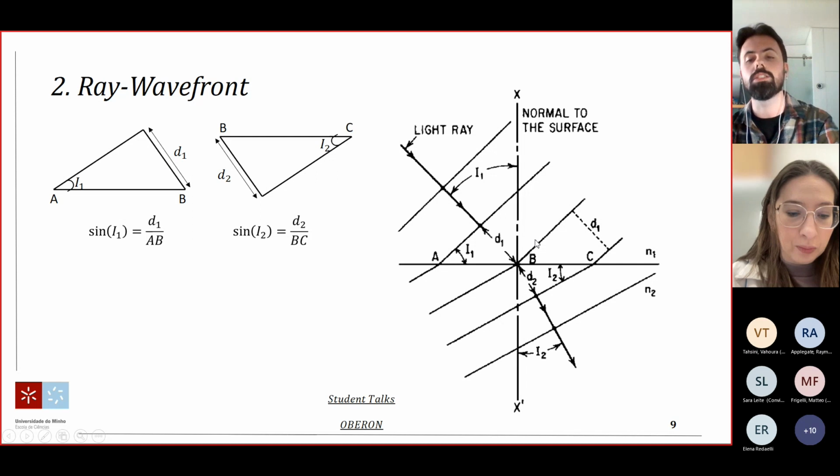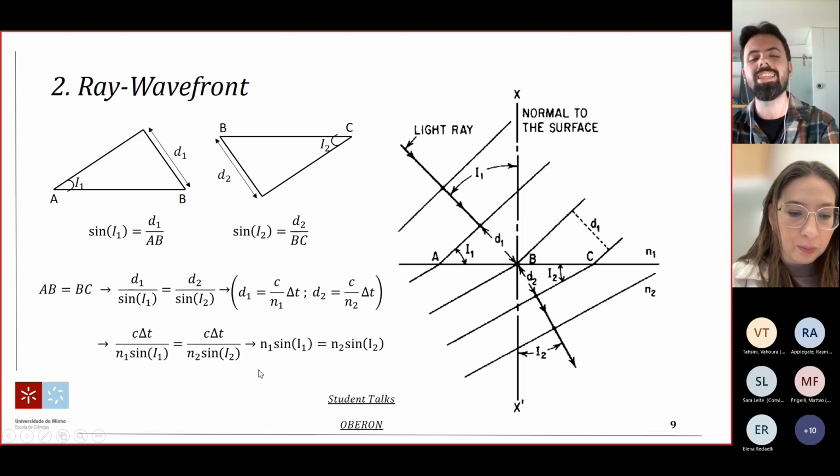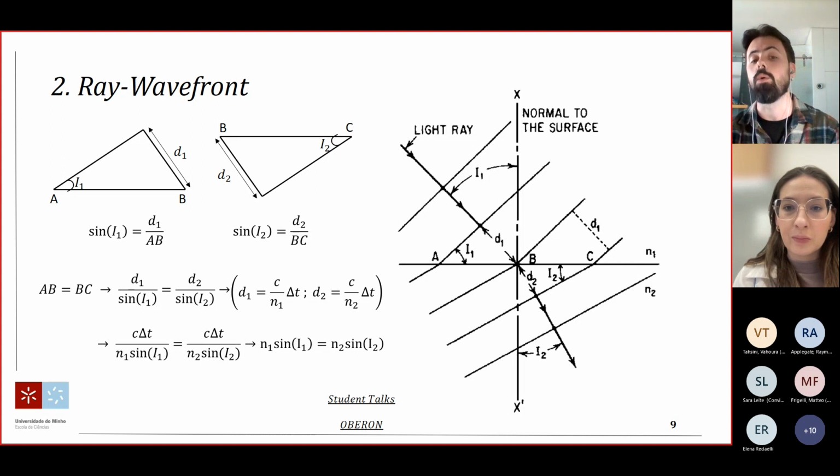So if this angle is the same as this one, and this distance is going to be the same as this one, it's quite easy to see that AB needs to be equal to BC. So we make the substitution and we get this relationship. Okay, we have calculated D1 and D2, we introduce those values and we get this relationship. This is going to be one of the most important ones in optics if you want to study the propagation of the light, and it is going to be called the Snell-Descartes law of refraction.